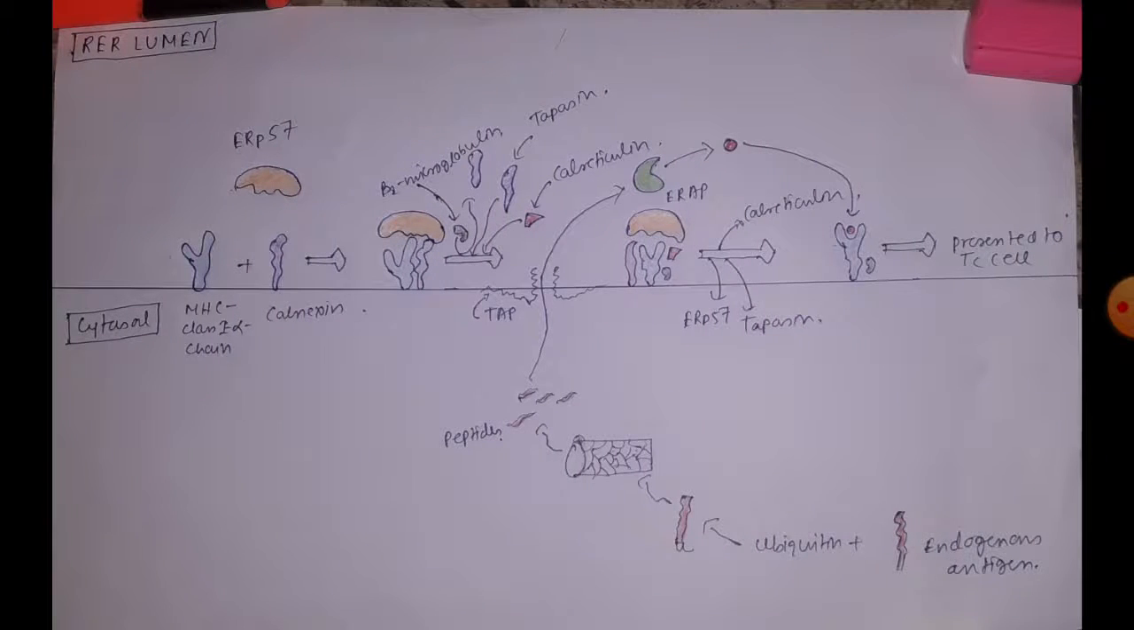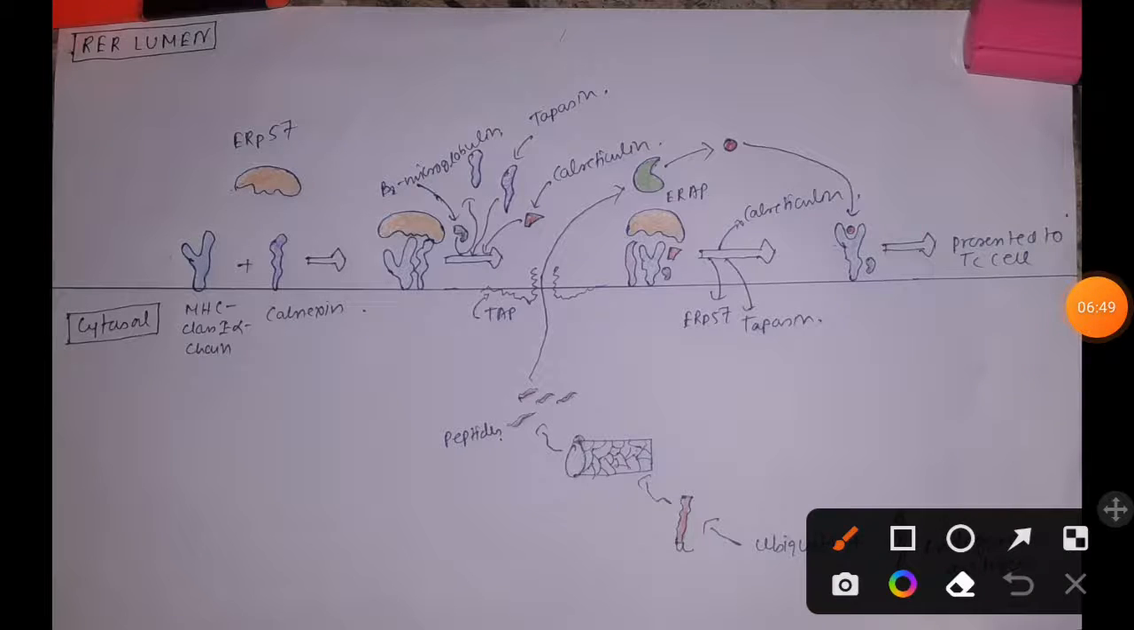Okay, so now this picture is going to help you understand the concept of endogenous processing, or cytosolic processing, or how antigens are processed before they are presented with MHC class 1 molecule to the CD8 cell surface molecule containing T cell, known as our TC cell. Okay, so let's start. First of all, there are two different things: one thing is going on in the cytosol and another is going on in the rough endoplasmic reticulum lumen.